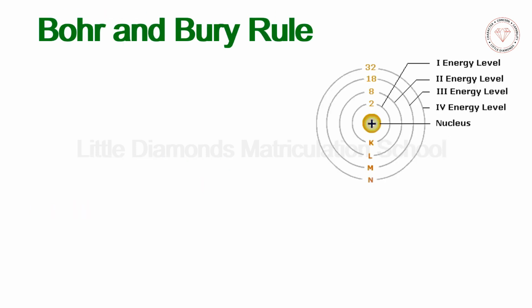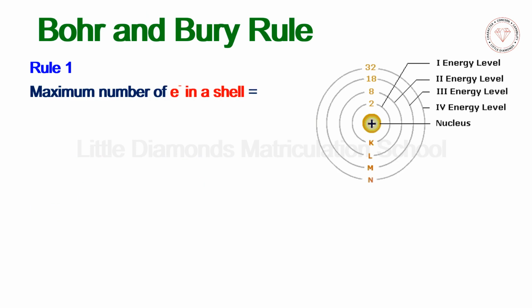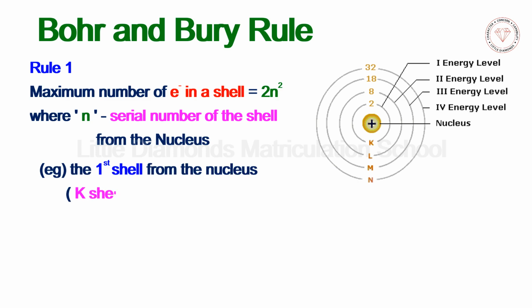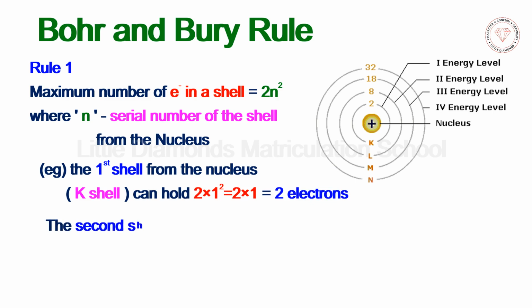Bohr and Bury rule. Rule 1. The maximum number of electrons in a shell is equal to 2n², where n is the serial number of the shell from the nucleus. Example, the first shell from the nucleus, that is K shell, can hold 2 into 1 squared, that is equal to 2 electrons. The second shell or the L shell holds 2 into 2 squared, that is equal to 2 into 4, that is 8 electrons.